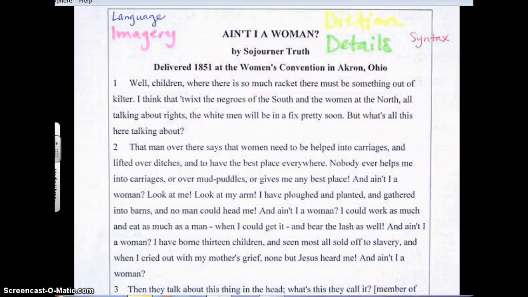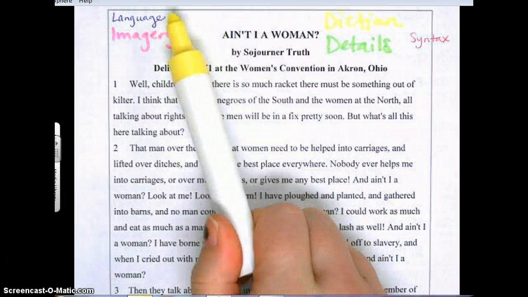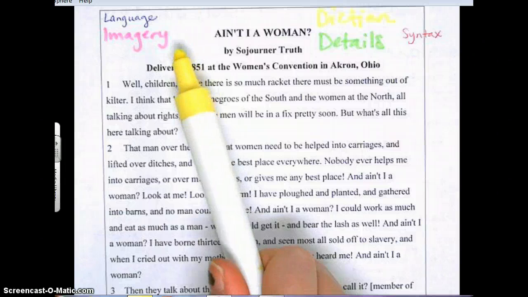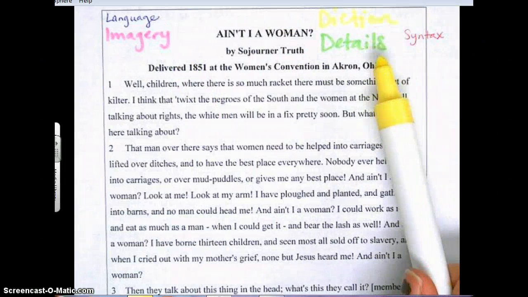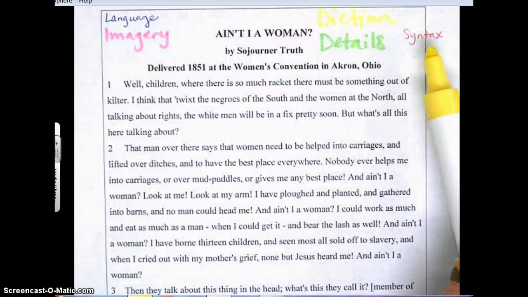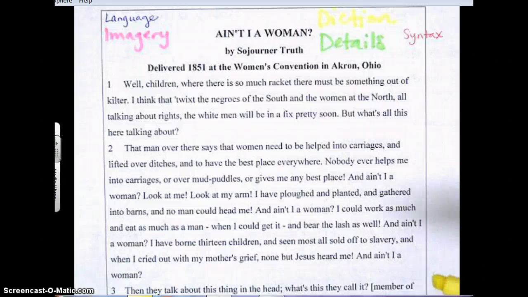So you're going to need to find 5 different colored markers. You can use the same that I have. I've got a blue pen for language, pink highlighter for imagery, yellow highlighter for diction, green highlighter for details, and a red pen for syntax. So you're going to want to follow along with me and fill out as I do, as I model how I'm looking for the LIDDS here.